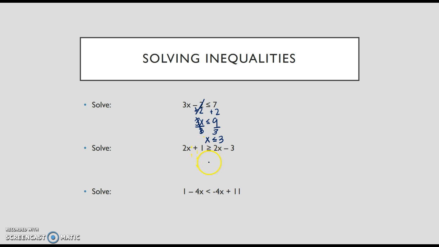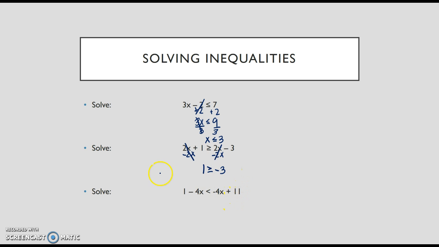For 2x plus 1 is greater than or equal to 2x minus 3, I've got x's on both sides, so I'm going to have to move them. Alright, so I'm just going to move this 2x on the right-hand side to the left-hand side. Okay, that cancels, and over here it cancels. So I'm left with 1 is greater than or equal to negative 3.